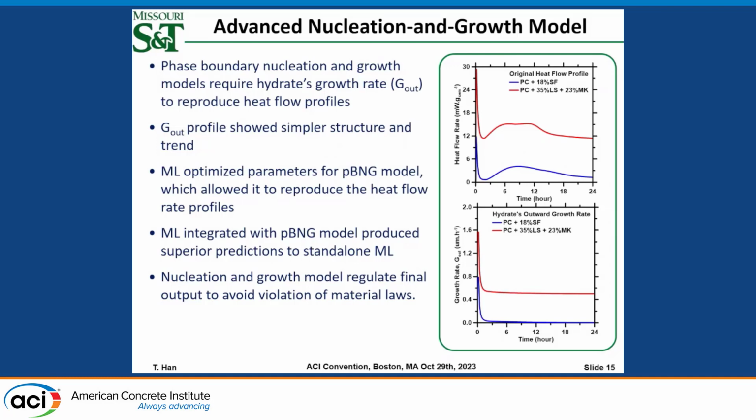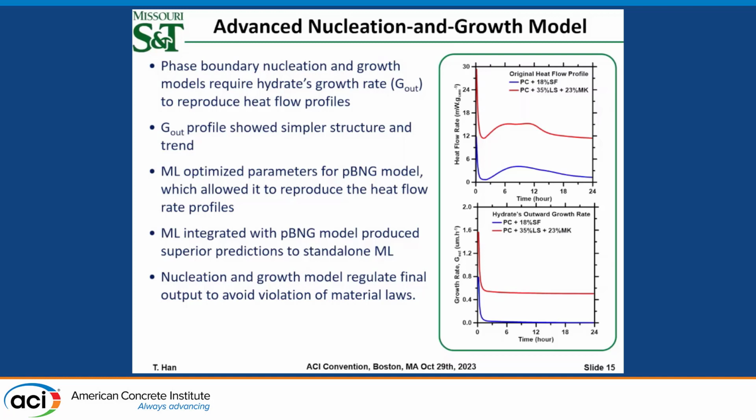So in this study, the random forest model is used. Okay, and then we can see these two profiles here. So the first profile is the heat flow rate. So we can use a machine learning model to directly predict the heat flow rate, but it's very difficult for machine learning to do this prediction. So you can compare with the bottom one, which is the growth rate of hydrates.